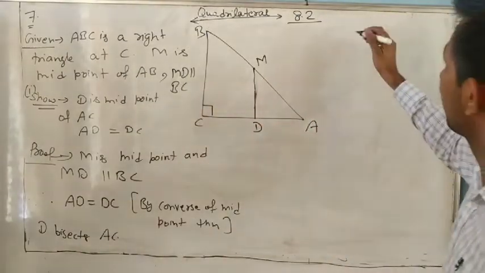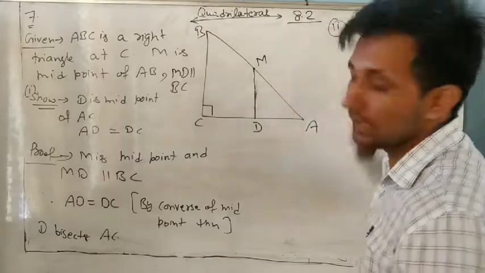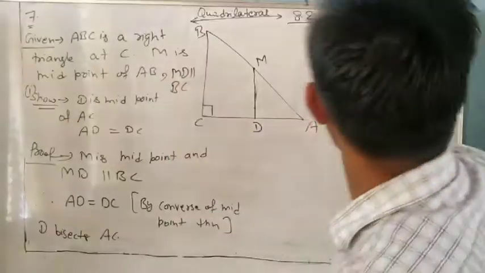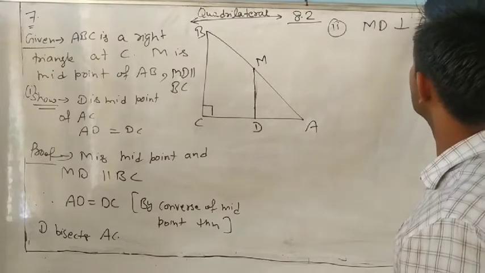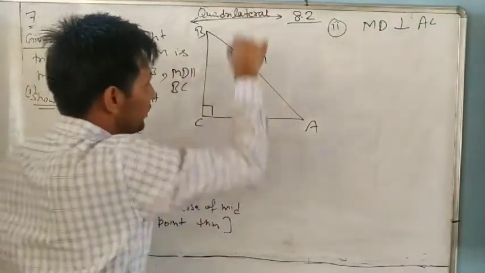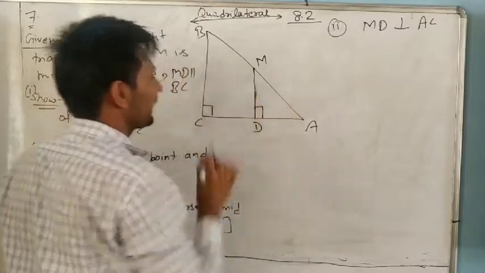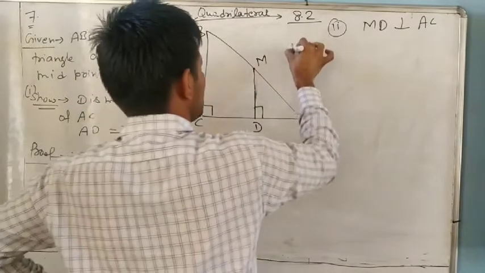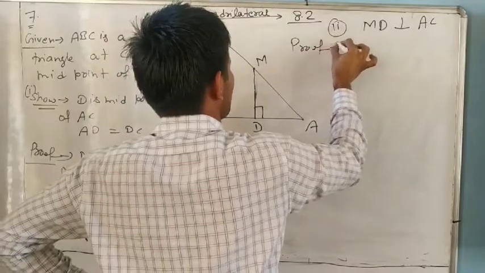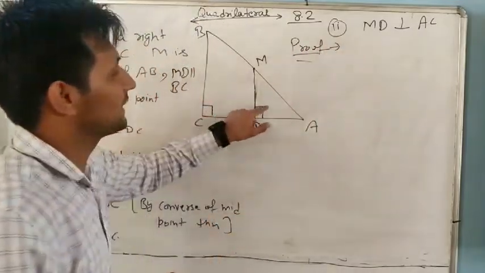Next is the second part. In the second part we want to prove that MD is perpendicular to AC. MD means this one. So we want to prove that angle D is 90 degrees. How can you prove that? This one is already given. It is 90. This is also 90.